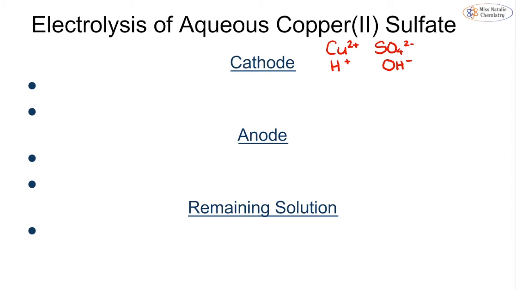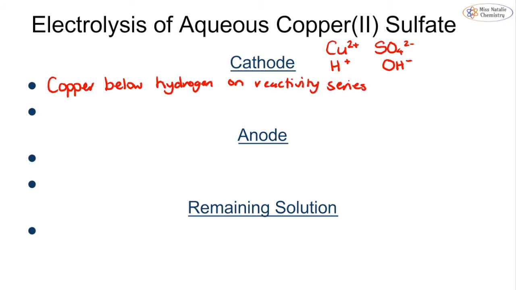So for the cathode, we're getting our copper plus our hydrogen, and copper is below hydrogen on the reactivity series. So we said if it's below hydrogen, we are going to form the metal. So we're going to get the copper gaining 2 electrons to make copper atoms. So we're seeing a reduction reaction happening there. So we're gaining those electrons.